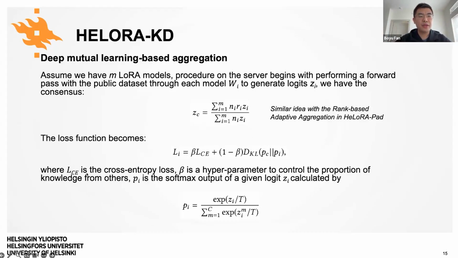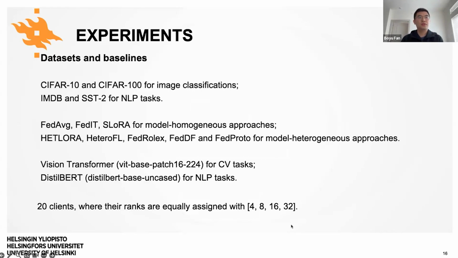And the local loss is just a cross entropy loss. We also use a beta, a hyperparameter, to control how much knowledge they will learn from others. This is a fine-tuning parameter, which we will mention in the experiments. And that's basically all the design.